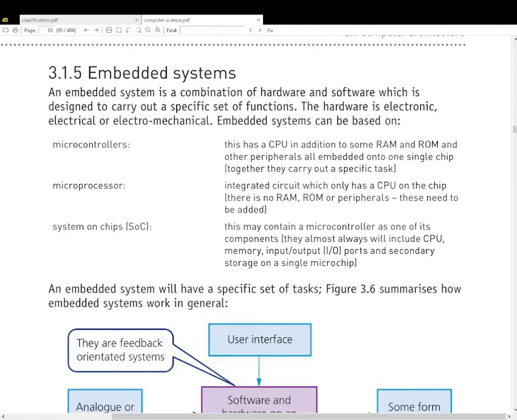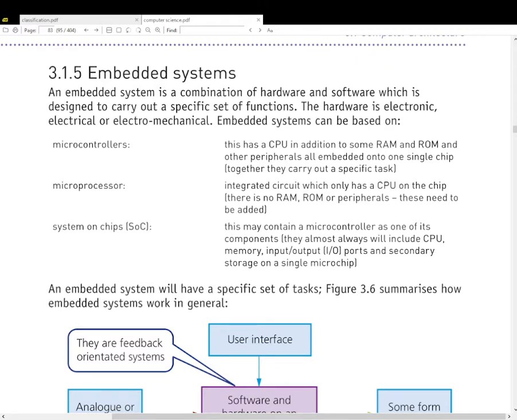So a microcontroller is a CPU in addition to some RAM and ROM and other peripherals, which form part of the microcontroller and are used within the embedded system to perform a certain task.